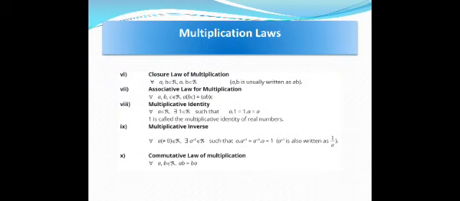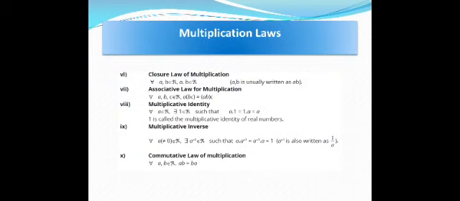Then is the multiplicative law, same as addition, same 5 laws: closure law, associative, identity, inverse, commutative, but the binary operation is multiplication. Multiplicative identity is 1, because every number multiplied by 1 is equal to the same number. And multiplicative inverse: the inverse of 2 is 1 over 2, inverse of 3 is 1 over 3.